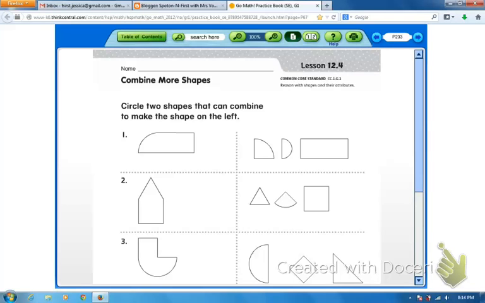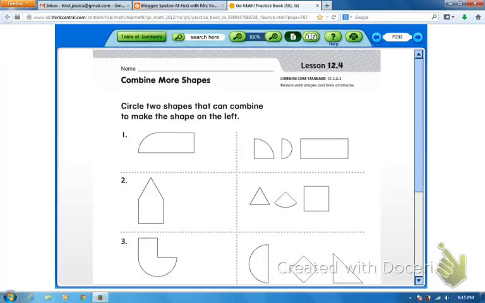For lesson 12.4, we are combining more shapes. And the question we're answering is, how can you combine two-dimensional shapes to make new shapes? One of the hardest things for most students to understand when we're talking about this is that the shapes don't have to be the same way they are on paper. They can be rotated, turned, flipped to make a new shape. So that's something that we definitely have to do hands-on and play with to understand that concept.